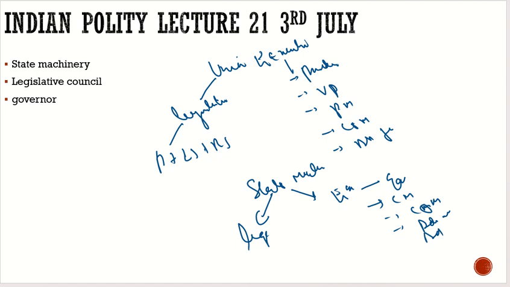And in the legislative part, we have the governor and the state legislative assembly, and for a few states we have the legislative council. So this is the structure of the state machinery.